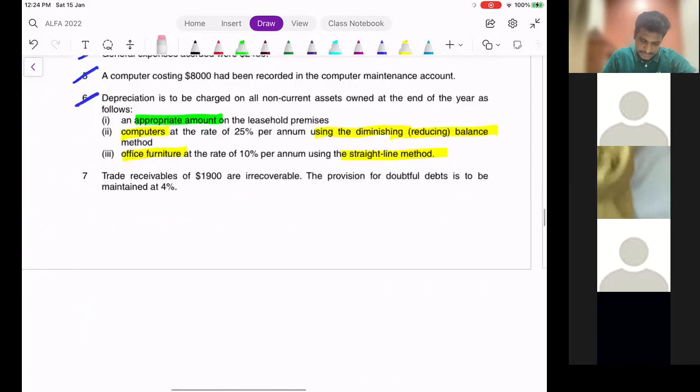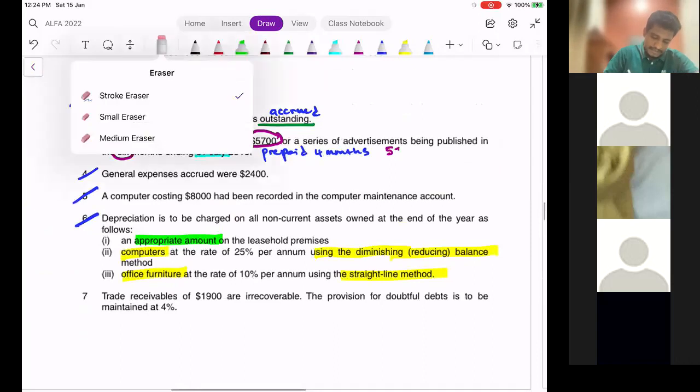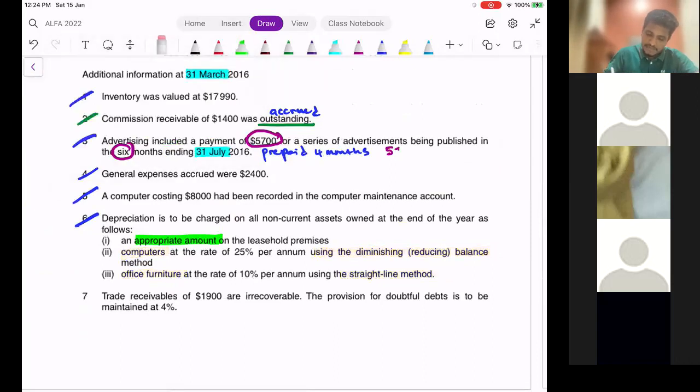Okay, good. Next one is the computer, depreciation for the computer. For depreciation for the computer, we use the reducing balance method. You remember the formula just now? Yes or no? Cost minus accumulated depreciation, then only times the percentage.